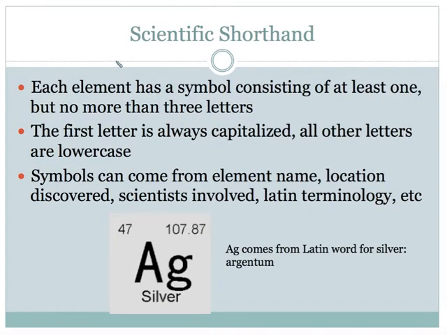So for starters, back to things we've covered. A quick review. Each element has a symbol. Elements are made of symbols on the periodic table. It has at least one, but no more than 3 letters. The first letter is always capitalized. All others are lowercase. And the symbol comes from the names, location discovered, scientists involved, Latin terminology, something that's relevant to what we discovered. So Ag comes from the Latin word for silver, argentum. Argentum is the Latin word for silver, so that's where Ag comes from.